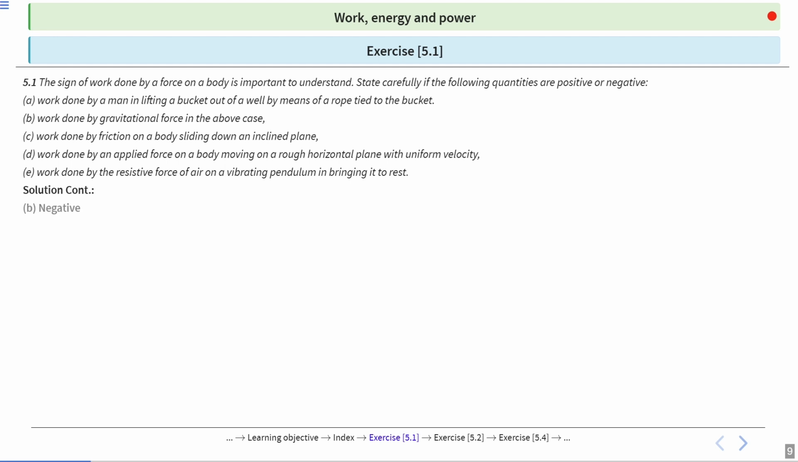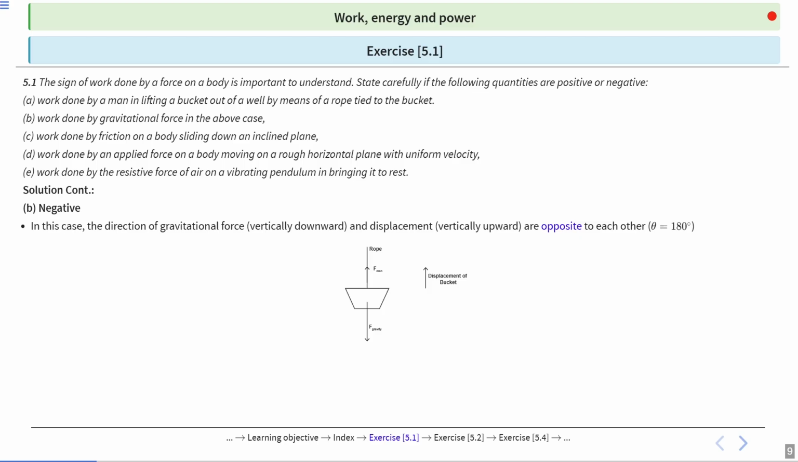Now B, work done by gravitational force in the above case. So work done by the gravitational force in this case is negative. So in this case, the direction of gravitational force is vertically downward. Yes or no? And the displacement is vertically upward. So here direction of gravitational force and the direction of displacement both are anti-parallel. If both are anti-parallel, it means theta should be 180 degree.